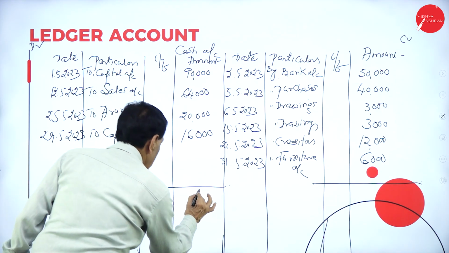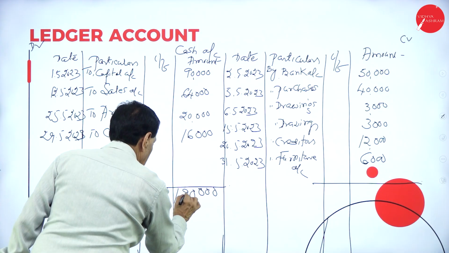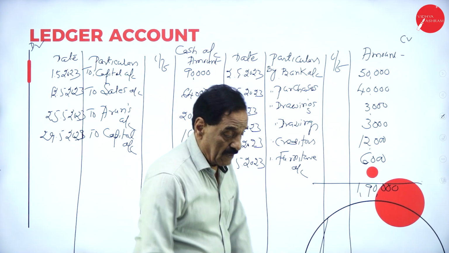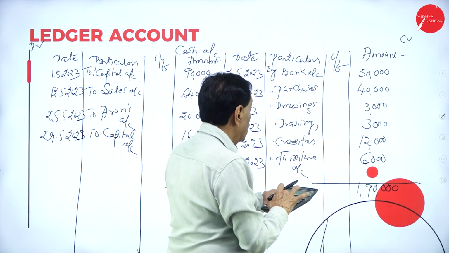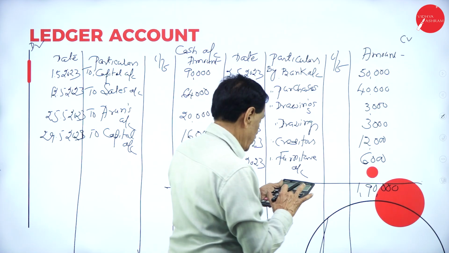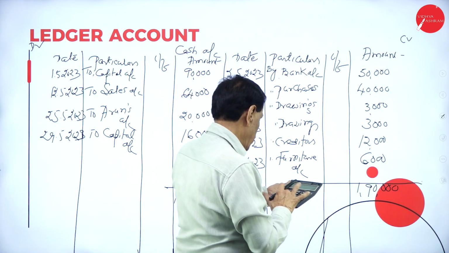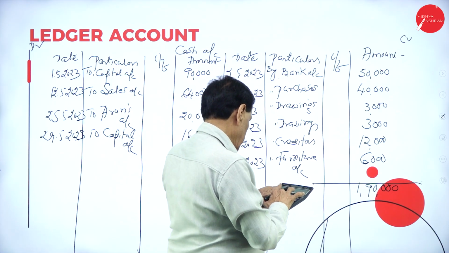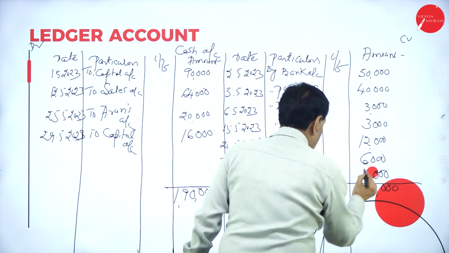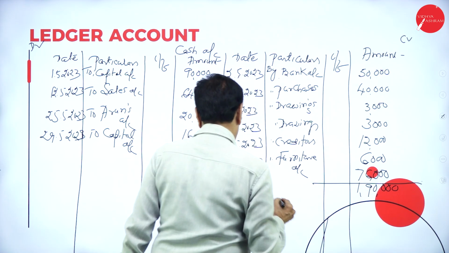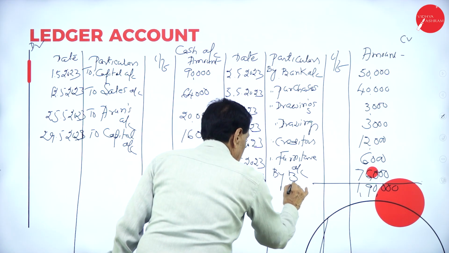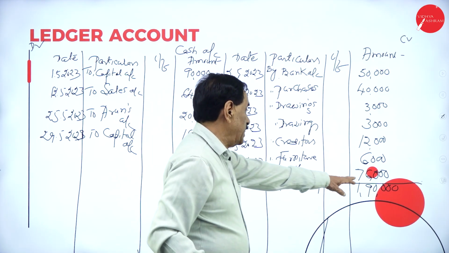Add the figures. 1,90,000. 1,90,000 minus 90,000, minus 3,000, minus 3,000, minus 12,000, minus 6,000, equals 76,000. 31,500 by balance carried down. At the end of the year, by balance 76,000.